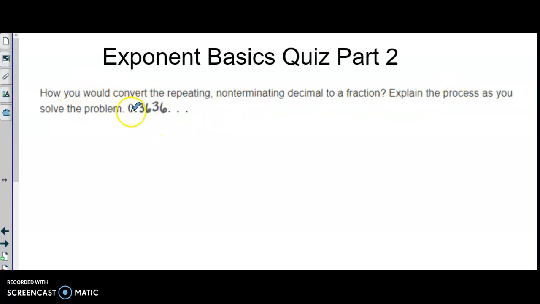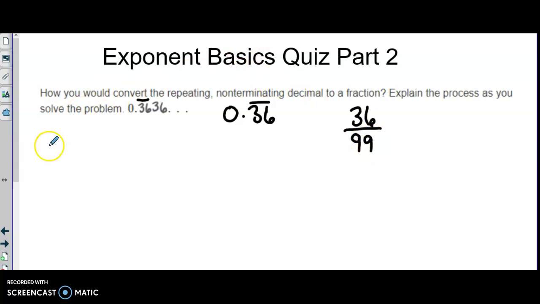All right, so the first thing I need to figure out is how many digits are repeating. And in this case, there are 2 digits repeating. So it's 0.36 repeating. If I want to write it as a fraction, since there's 2 digits here, I'm simply going to take those 2 numbers, 36, and I'm going to put them over 99.